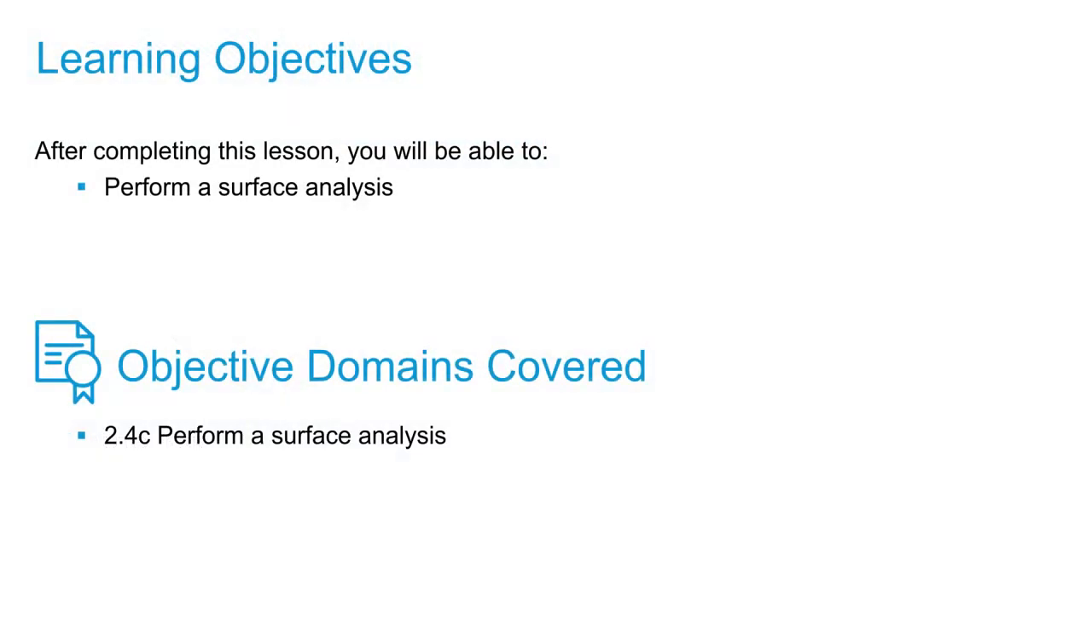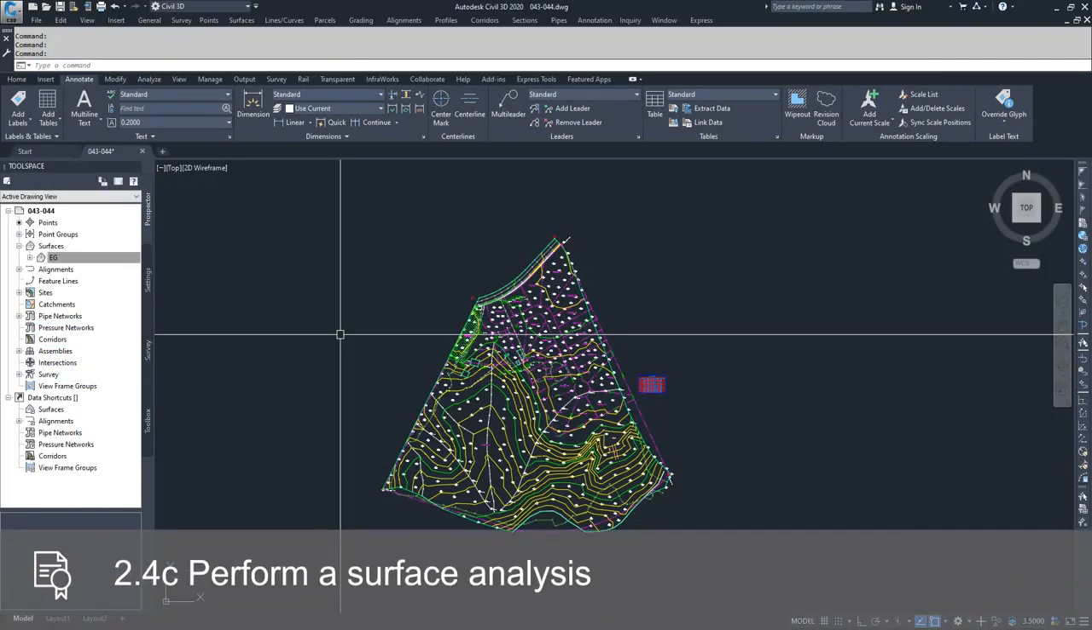Now that we've specified our parameters for our slope analysis, we're going to go into our surface display settings and turn on that analysis so that it actually shows up inside of our drawing. So I'm going to go into my EG, right click, and choose surface properties.